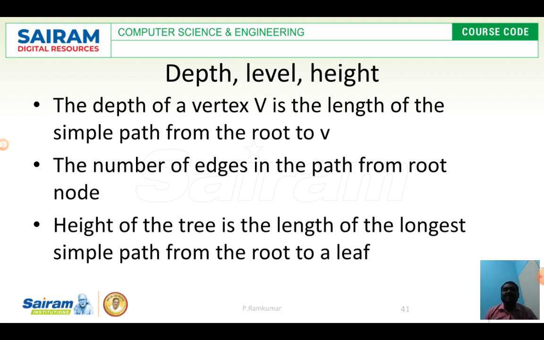Then depth, level, height. The depth of vertex v is the length of the simple path from the root to v. Here v is the child node, and the path from the root node to the child node is called the depth. The number of edges in the path from the root node is called the level. The height of the tree is the length of the longest simple path from the root to a leaf. We might have many paths from the root to a leaf, so we have to identify the longest path, which is called the height.